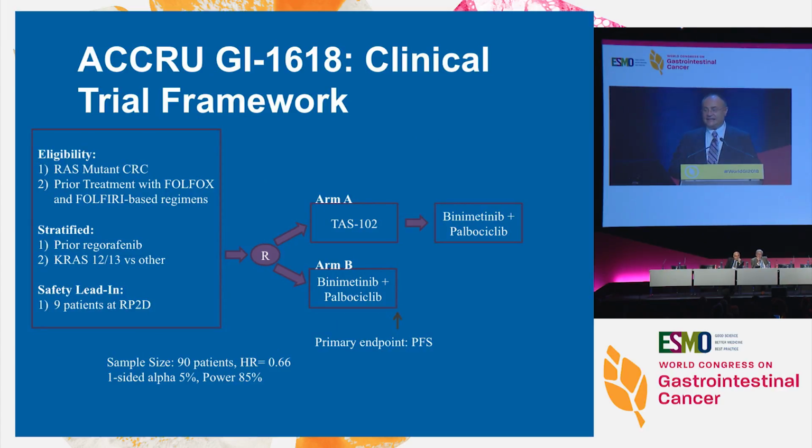This is one of the examples. This is an accrued GI trial which actually looks at mutant RAS colorectal cancer, randomizing to TAS-102 versus a combination with a CDK4 inhibitor and a MEK inhibitor. So this is now being developed, and we will see if there is a clinical effect as we have seen that in preclinical models.